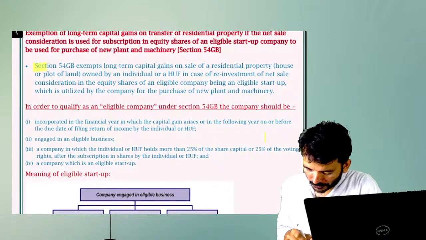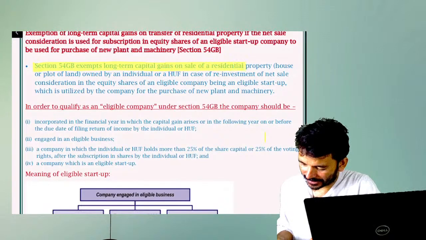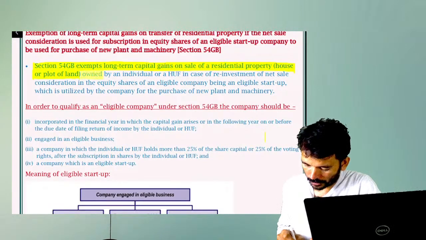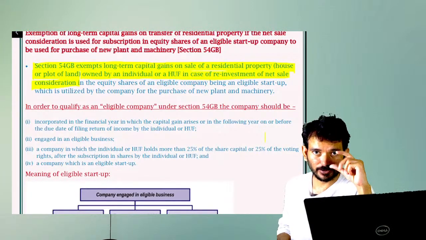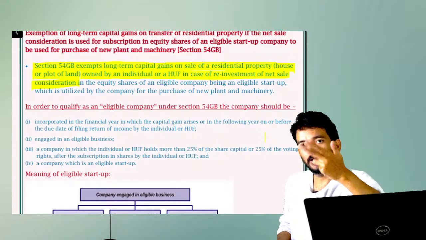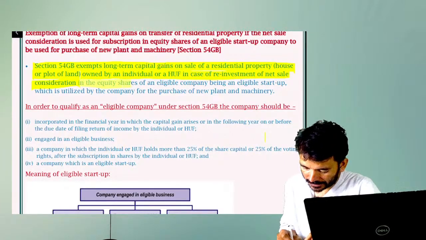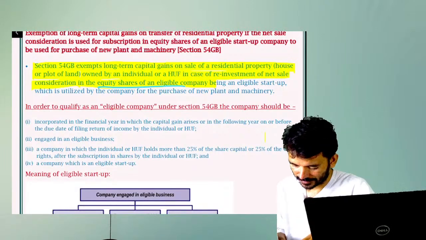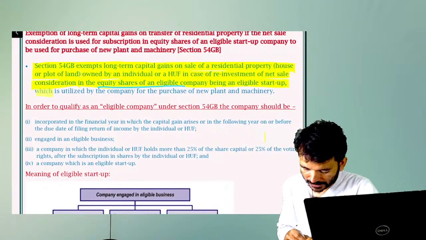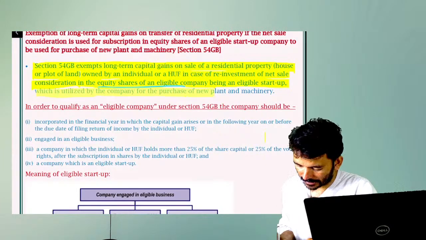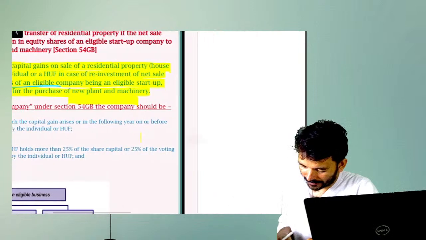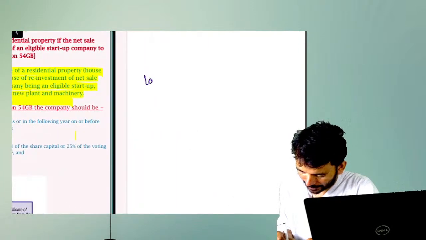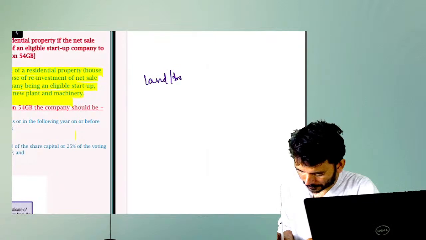Section 54GB exempts long-term capital gain on sale of a residential property, house, plot or land owned by an individual or HUF in case of reinvestment of net sale consideration. Net sale consideration also, they are not calculating on the basis of the capital gain. They are going back to the proportionate. In the equity shares of an eligible company, reinvestment, they are not saying you are making an investment like a trader. Not like that. You are starting your own business, being an eligible startup, which is utilized by the company for the purchase of new plant and machinery. So put it in very layman and simple terms. You have a land or a building or a boat or any plot.